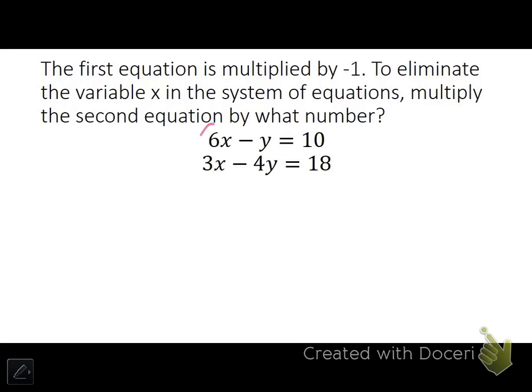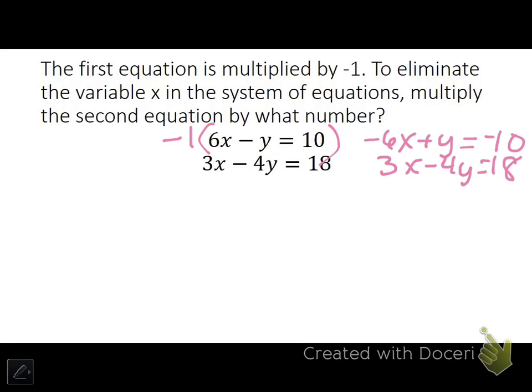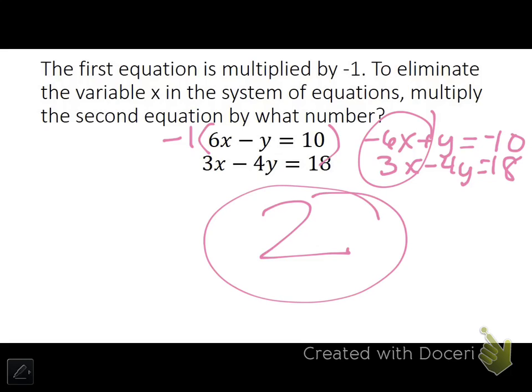First equation is multiplied by negative 1. So then I'd have negative 6x plus y is equal to negative 10. To eliminate the variable, I'm going to rewrite this one underneath it again. To eliminate the variable x, what do I have to multiply the second equation by? Well, we need it to have the same number in front, one be positive, one be negative. That will get me my 6 for them to cancel.